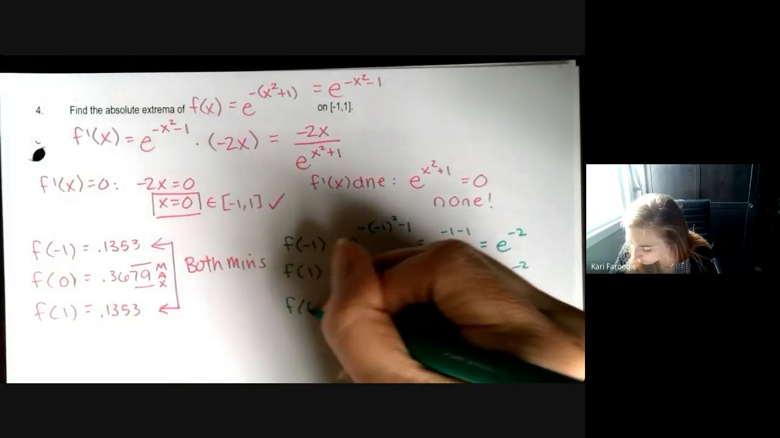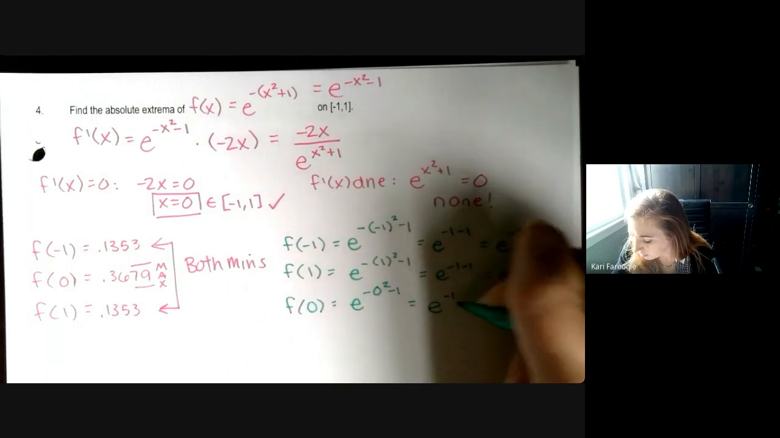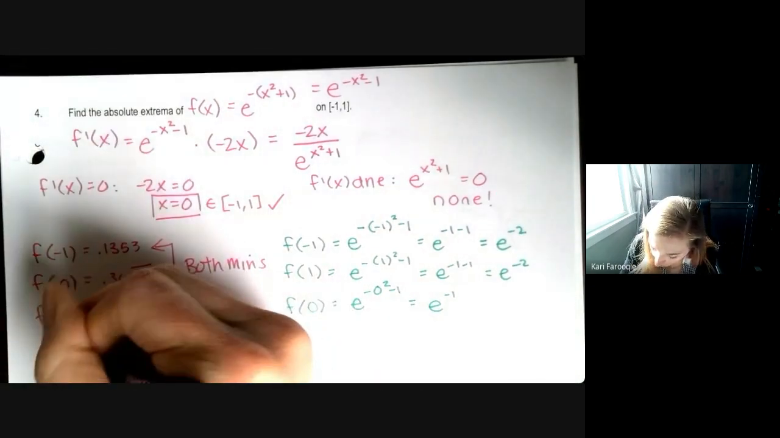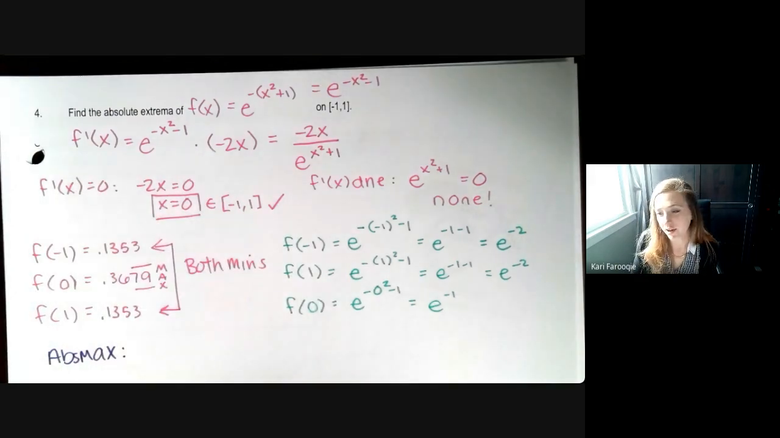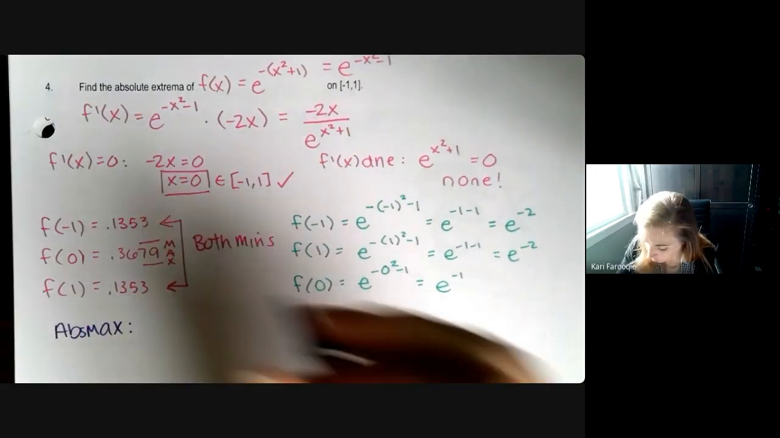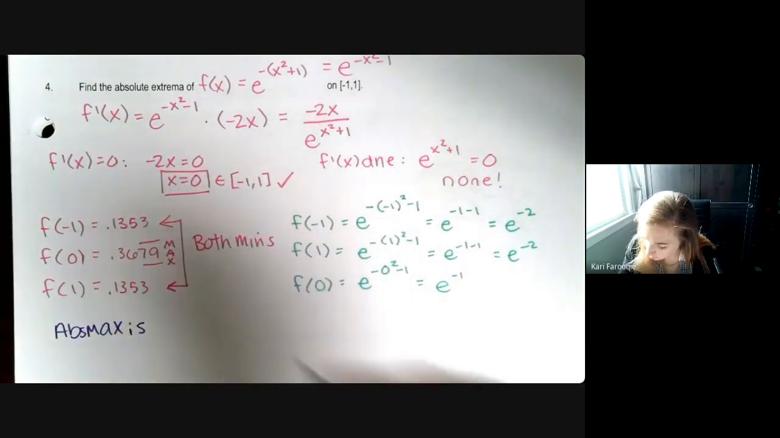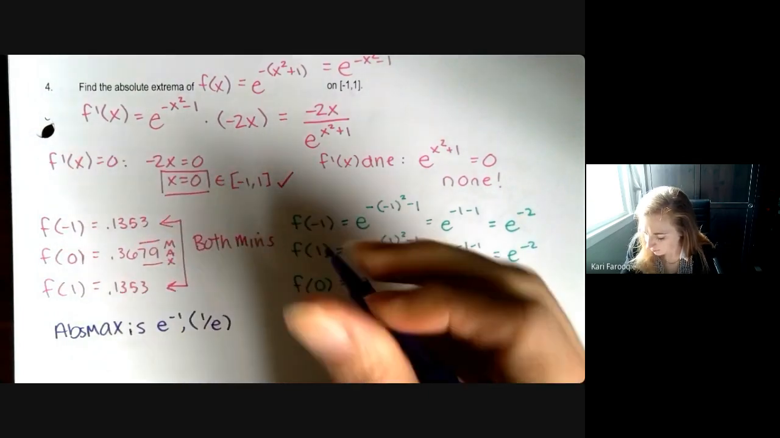As far as f of 0 is concerned, you have e to the -0 squared minus 1, which is e to the -1st. So we can go ahead now and list our conclusions, and we can say that we have an absolute maximum, and that occurs at x equals 0. The maximum value is e to the negative first. The absolute maximum, let's say, is e to the negative first, which is 1 over e.